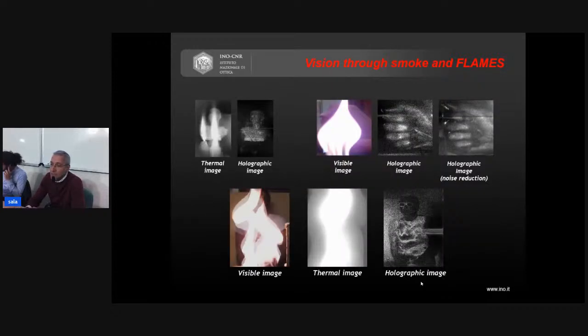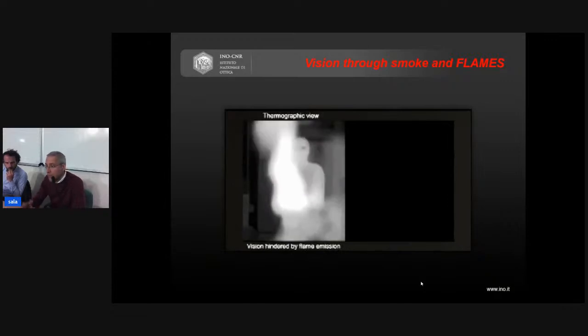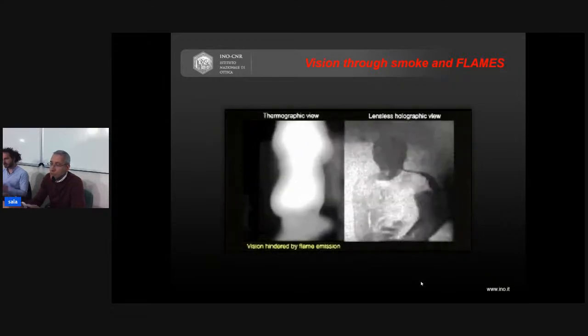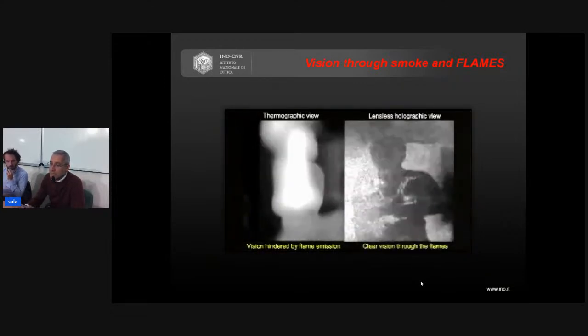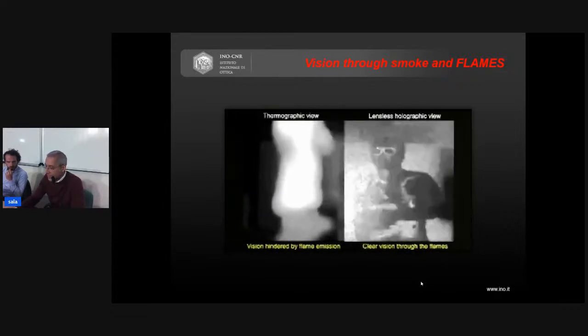As you can see here, candle and oven flames disturb the visible images and the thermal images, but are not present in the holographic images. Here, for example, you can see a thermographic video in comparison with a holographic video, it's going to start, of a human being hidden by flames. And as you can see, in the holographic video, it's still possible to identify the human body.